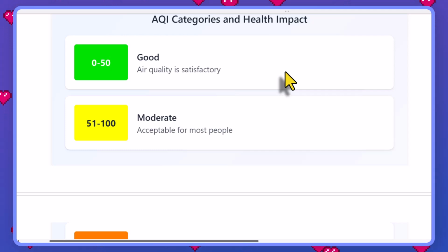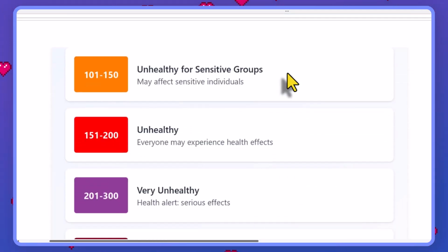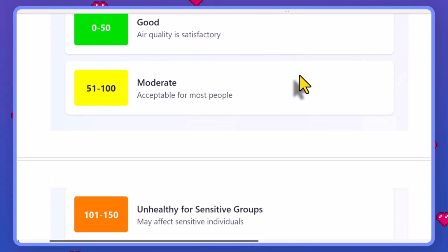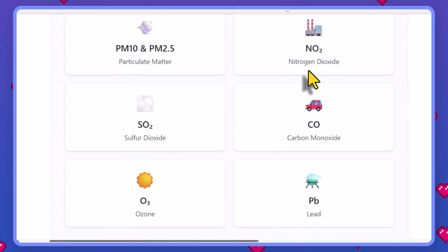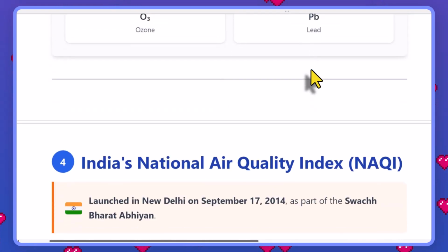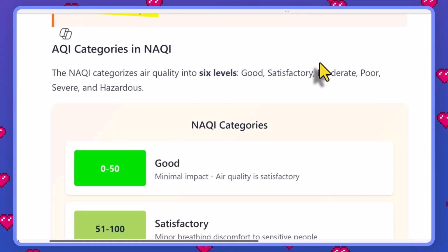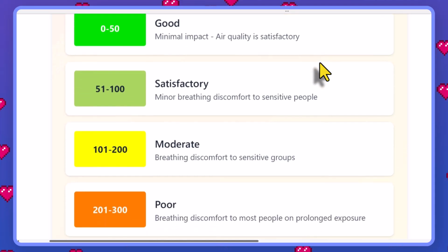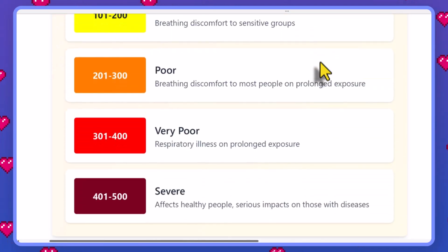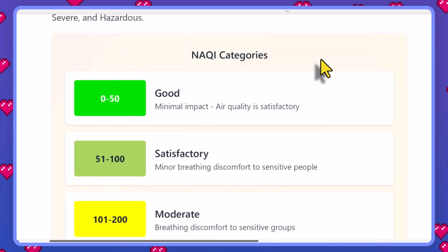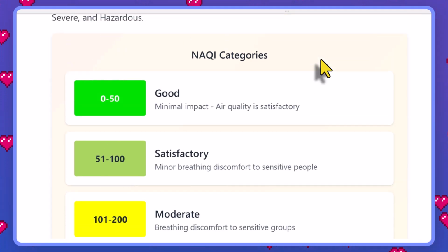In India, air quality is monitored and reported using the National Air Quality Index, commonly known as NAQI. This index was launched in New Delhi on September 17, 2014 as part of the Swachh Bharat Abhiyan. The NAQI classifies air quality into 6 categories: good, satisfactory, moderate, poor, severe, and hazardous, making it easier for citizens to understand pollution levels and associated health risks.